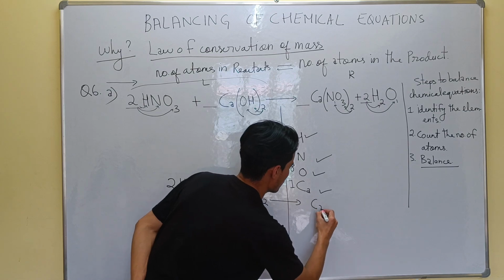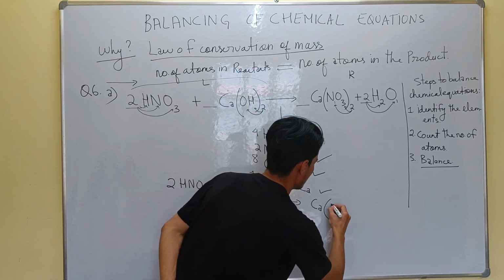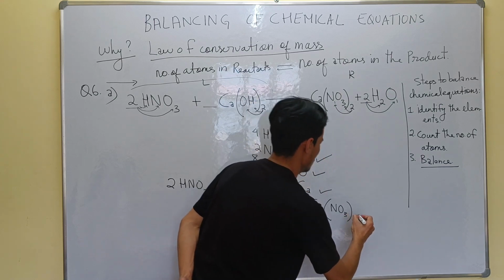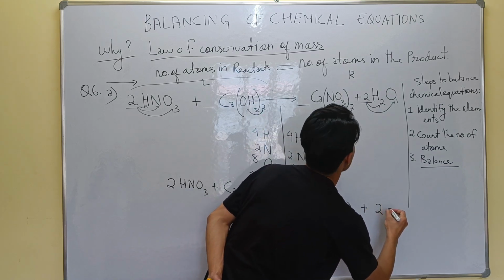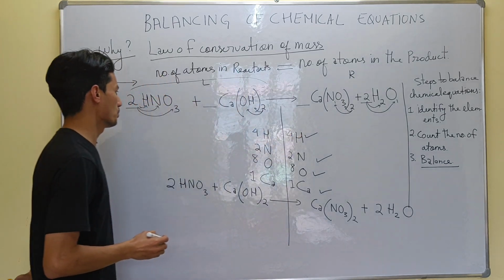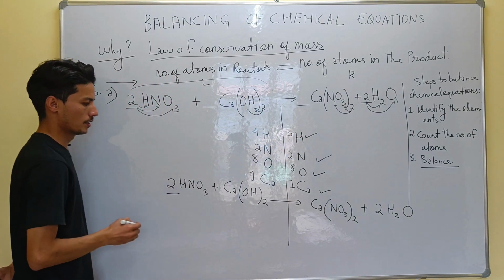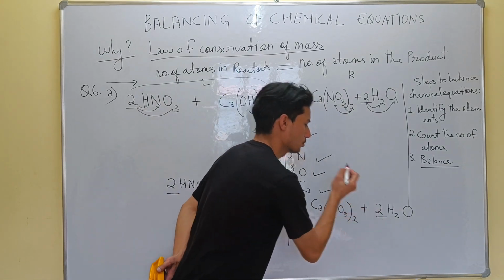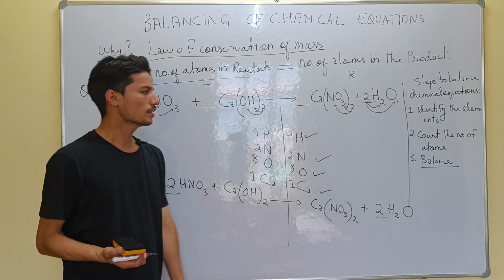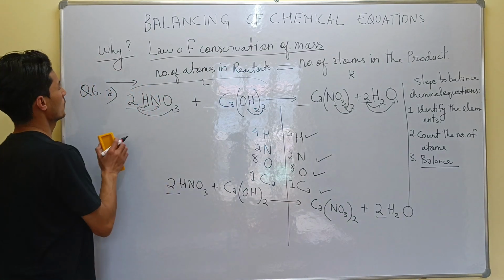Then here also we did not write anything. NO3 2. Then here we wrote 2 H2O. So the numbers that you wrote are 2 here and another 2 here. All right. See, it's easy, isn't it? It's easy. Okay. Now let's do the next question.